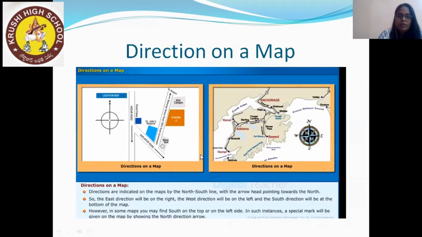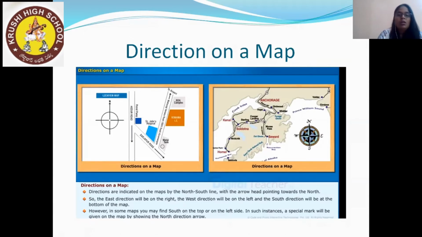So here you can see, children, in this picture also you can see. Whenever you view a map, at the corner they will show you the arrows with the directions. The top one will be the north and the bottom one will be the south, and towards the right will be the east, and towards the left will be the west. Is that clear, children?